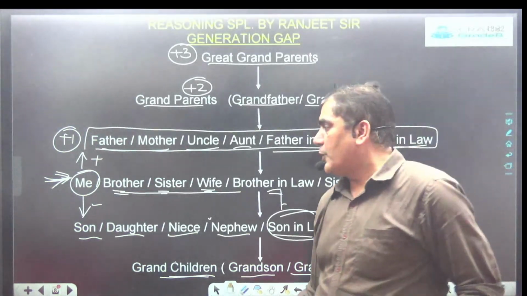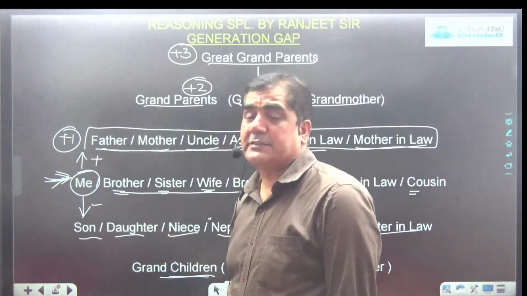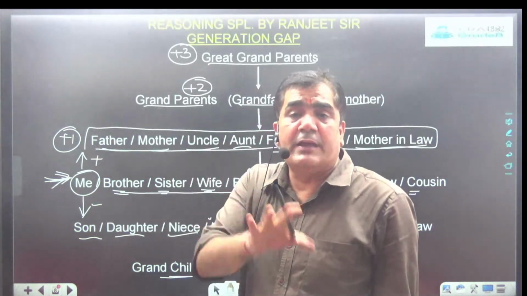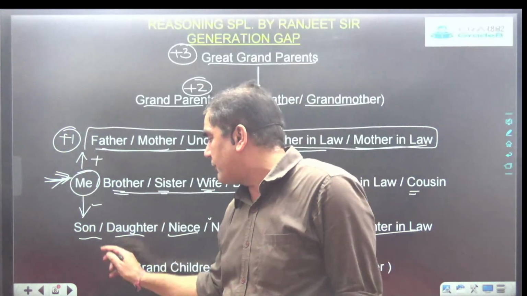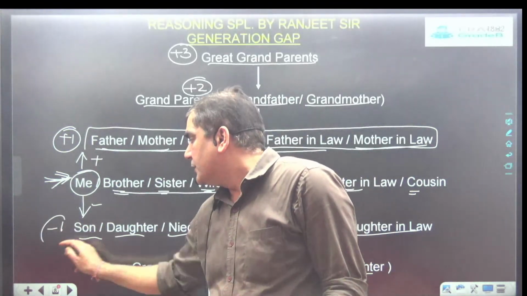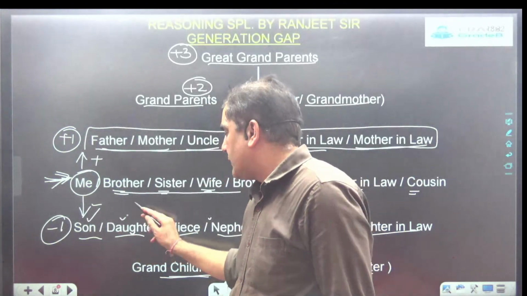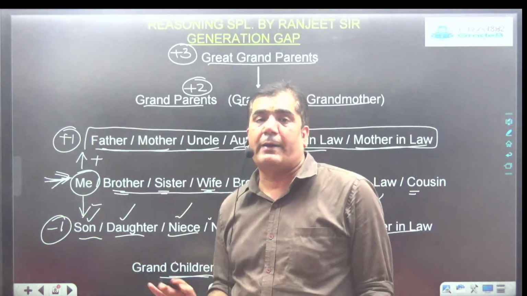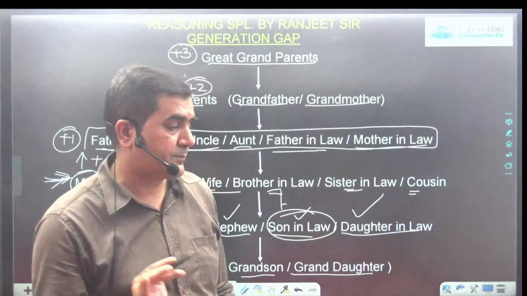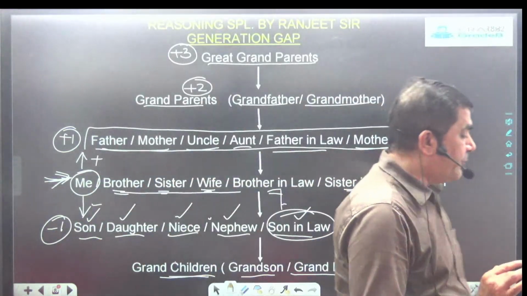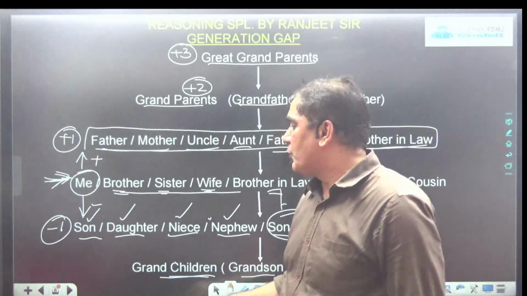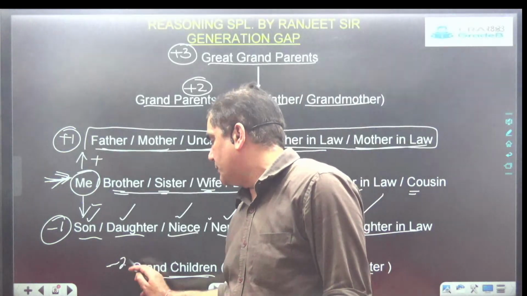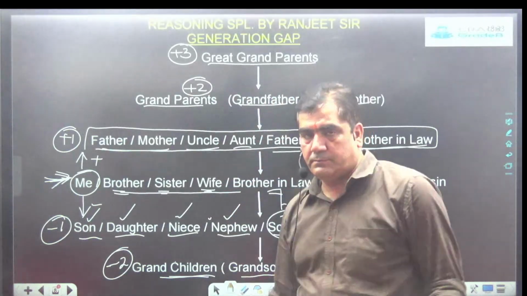Clear? So my sons and daughters will be one generation after me. After means minus. So my son's daughter will be denoted by -1. Whenever the words son, daughter, niece, nephew, son-in-law, daughter-in-law come, I will denote them by -1. And whenever my grandchildren come, they are 2 generations after, so -2. Clear?